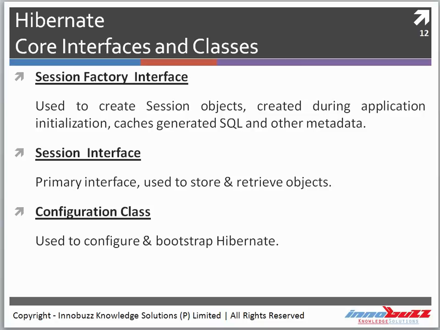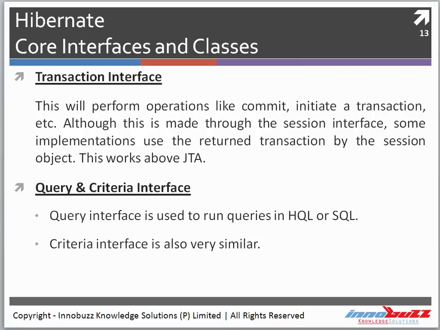Configuration class. It represents an entire set of mappings of an application's Java types to an SQL database. It also allows you to specify configuration properties. Transaction interface. This will perform operations like commit, begin, and more. This is a must when performing operations like saving, deleting, or updating an object. This works above JTA.